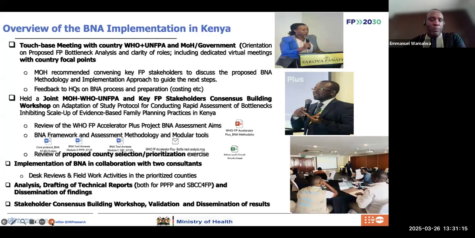In terms of the initial preparations, we had constant contact between WHO, UNFPA, and the Ministry of Health to discuss how the study would be done. There was an initial meeting to build consensus on the methodology and the process, and then onboarding of different consultants to support the activity, basically doing the desk reviews and the field data collection. And then we did the technical reports, initial reports, and are looking at doing a consensus building workshop, validation and dissemination, as I talked about next.